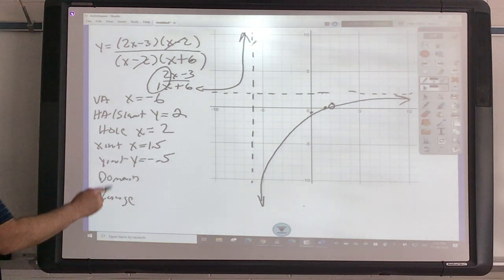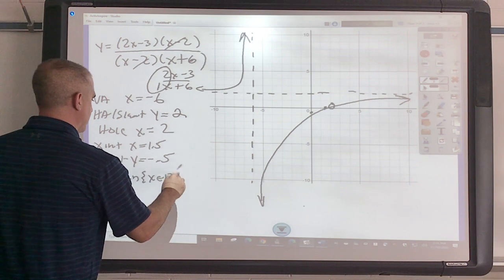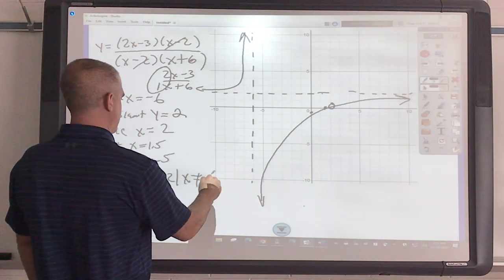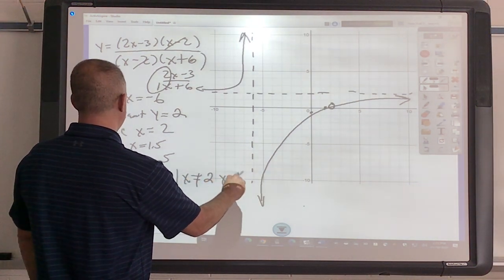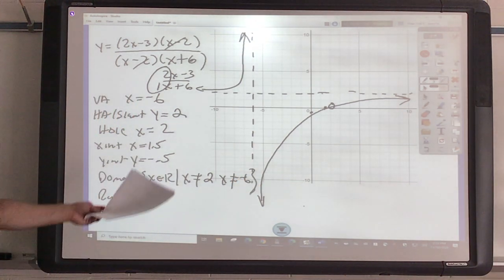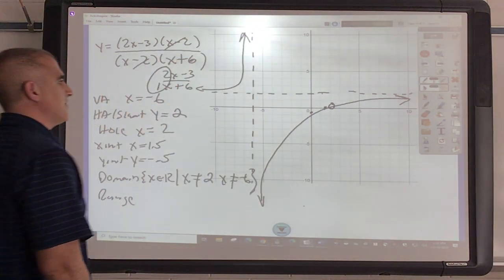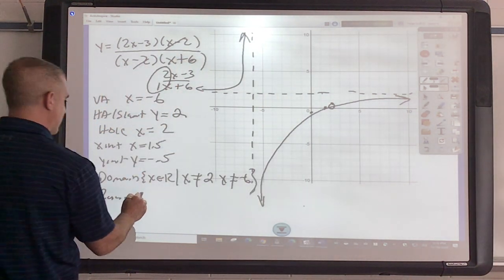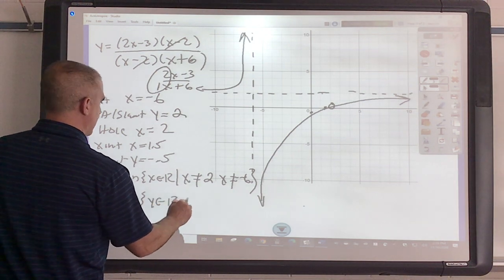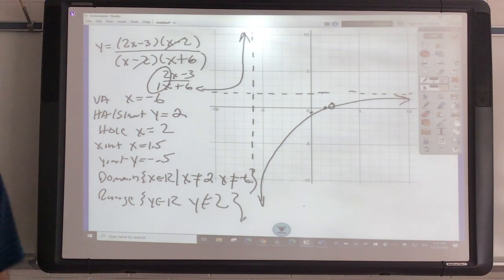All right, let's find the domain. Pretty easy on this one. All right, x is an element of all real numbers such that x can't be 2 and x can't be negative 6. The range, now this is different, okay, all right. The full graph is in play here, so this would be all real numbers except y can't be 2, okay. This is very similar to the ones that we have done in the past, all right.